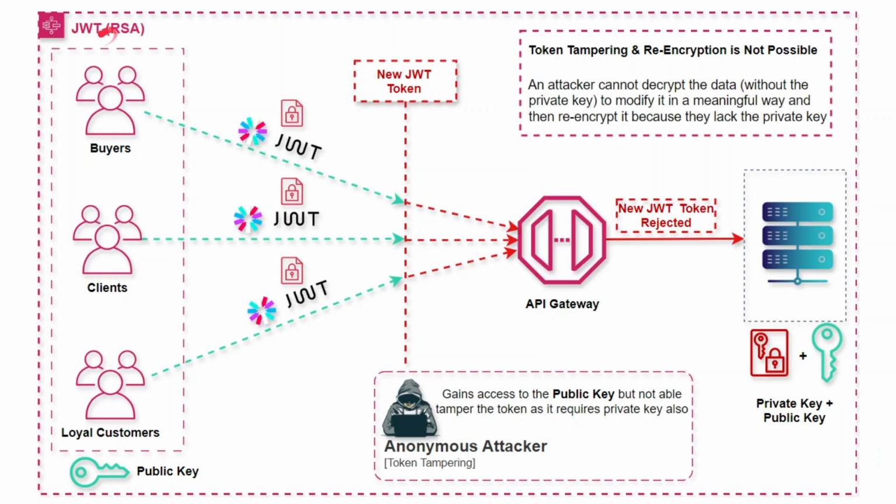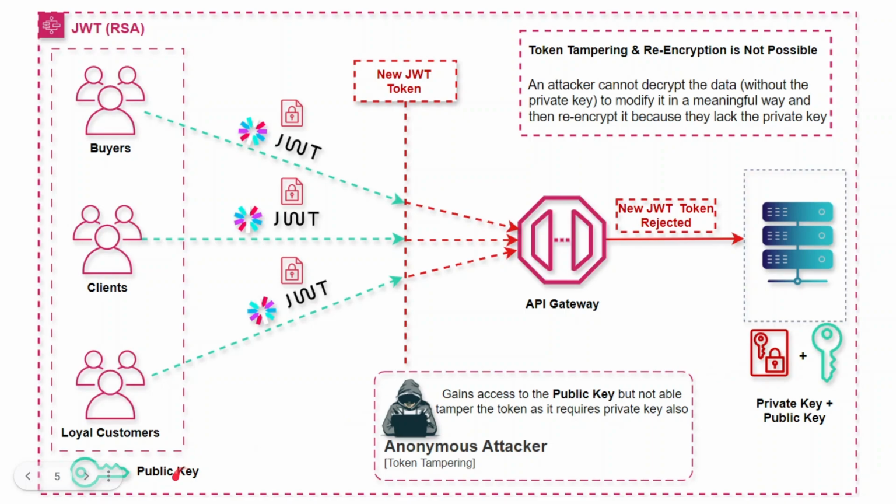If we use this kind of RSA asymmetric encryption, token tampering will never be done, because here we have the concept of two different keys. One is a public key and another one is a private key. The private key is never shared with the end users. It is completely securely stored at the server side. And this public key and this private key are mathematically linked to each other.